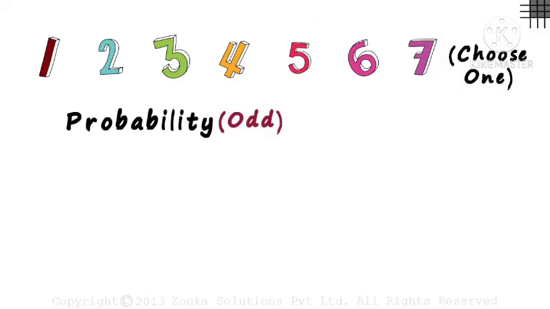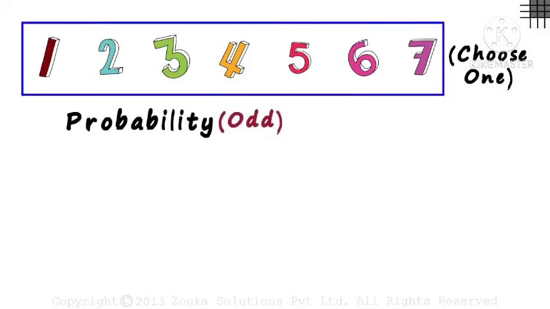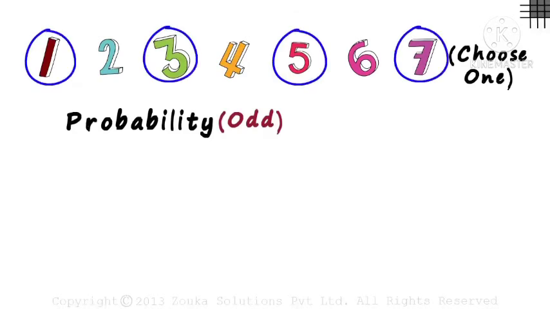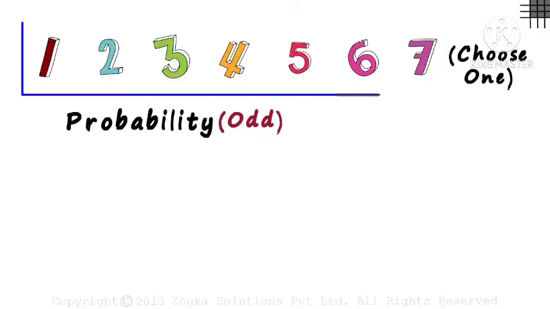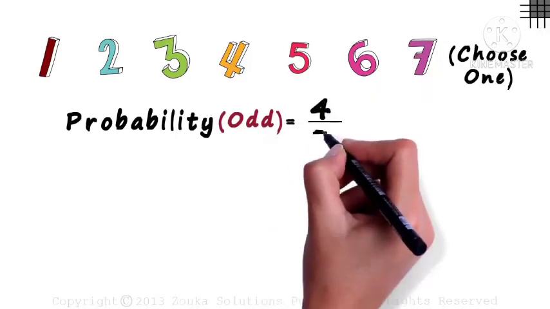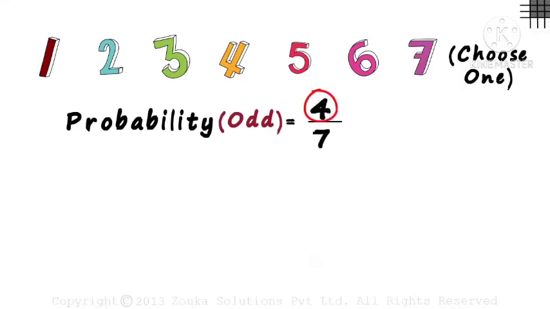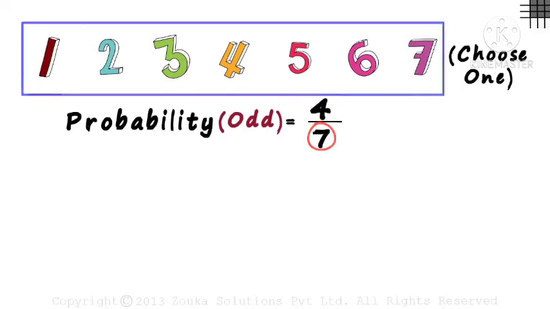To know this, first we need to find the odd numbers in this set. These 4 are odd. You could have picked any of the 4 odd numbers: 1, 3, 5 or 7. And you would have chosen one number from these 7 numbers. So the probability will equal 4 by 7. 4 ways in which we can get an odd number, and 7 is the total possible number of outcomes.